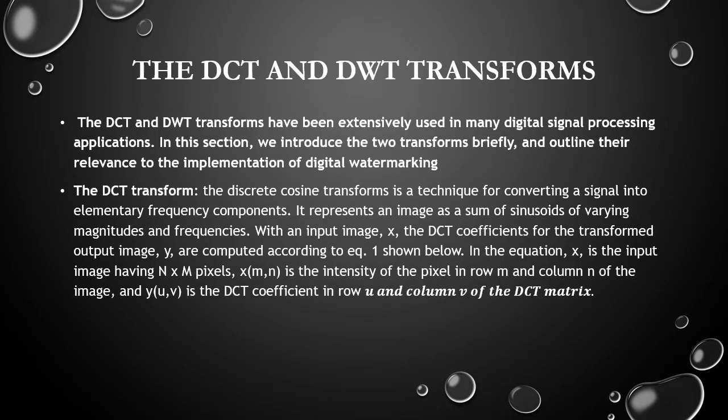Before moving to the combined DCT and DWT algorithm, we have to know about the DCT transform and the DWT transform, because the algorithm works based on these transforms. DCT transform. The full form of DCT is discrete cosine transform. In this technique, a signal is converted into elementary frequency components to represent an image as a sum of sinusoids of varying magnitude and frequencies.